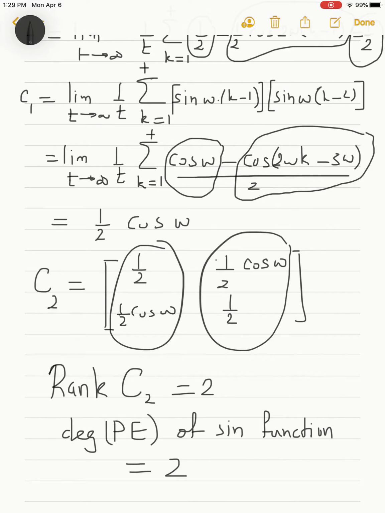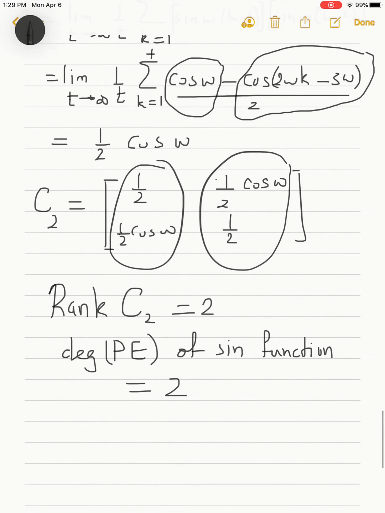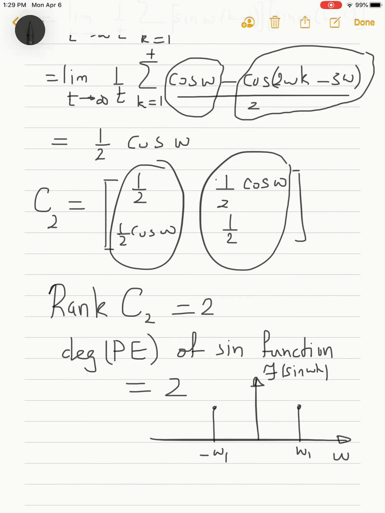Actually, we can notice that if we take the Fourier transform of the sine function, this is the frequency axis, and this is the Fourier transform of the sine function. It would consist of two components at omega 1 and minus omega 1, where omega 1 is the frequency of the sine function. So it has two components, and those correspond to the two parameters of the degree of excitation. So another way to look at the degree of excitation of a certain signal is to do the Fourier transform and see the frequency components of that signal.